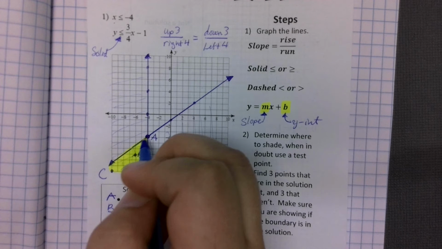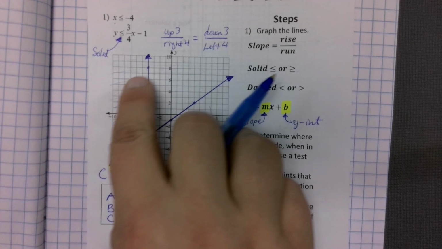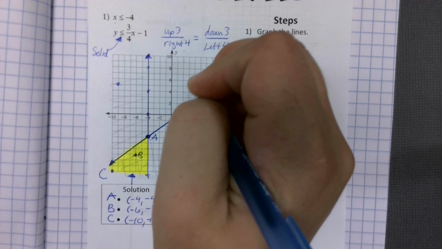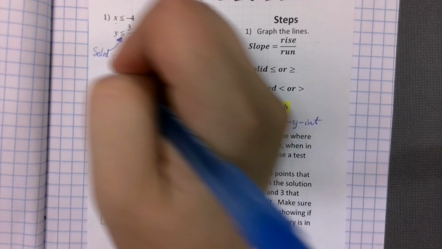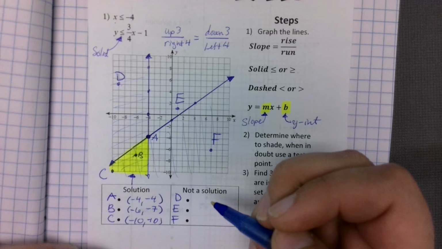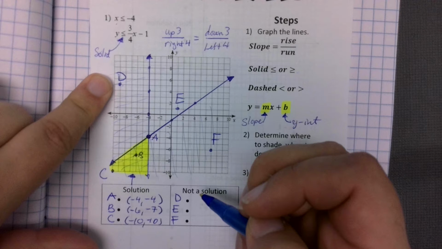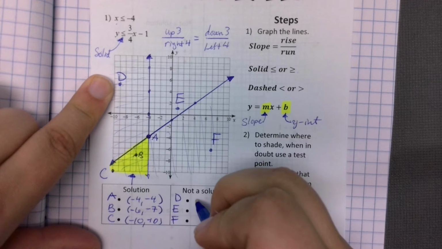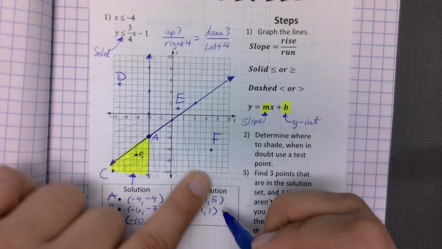Now I want 3 that don't work. Okay? So it doesn't matter. Anywhere in this colored region, I'm going to go boom, boom, boom. D, E, F. And I'm just going to go ahead and put this point on there, -9, 5. 1, 1, 7, -6.